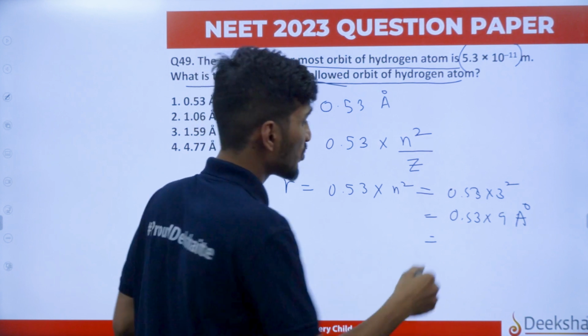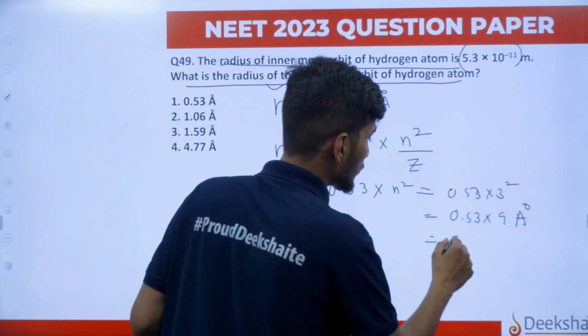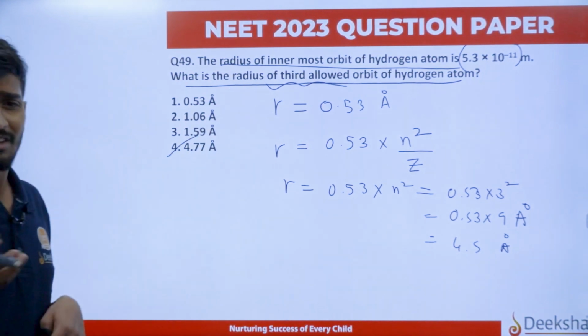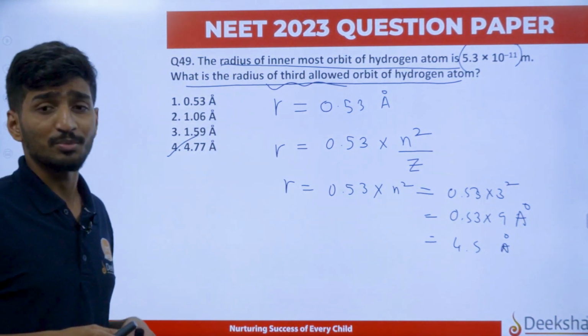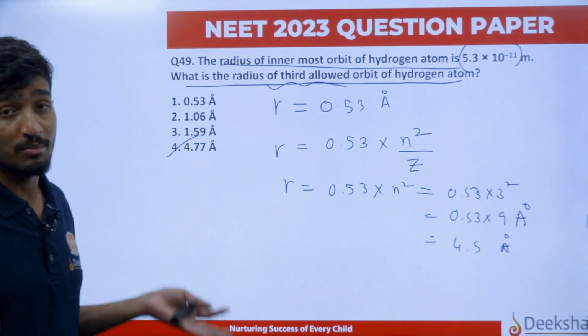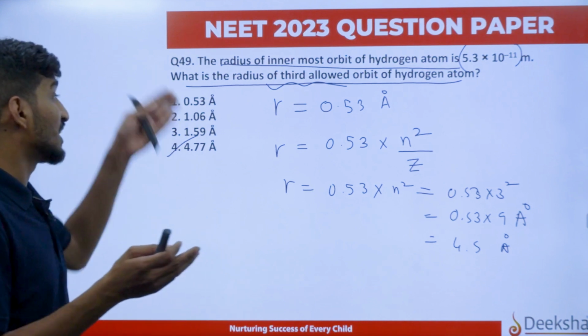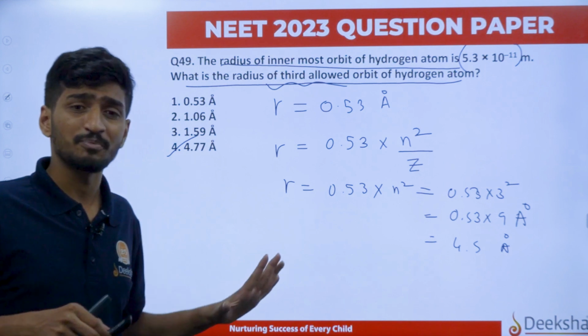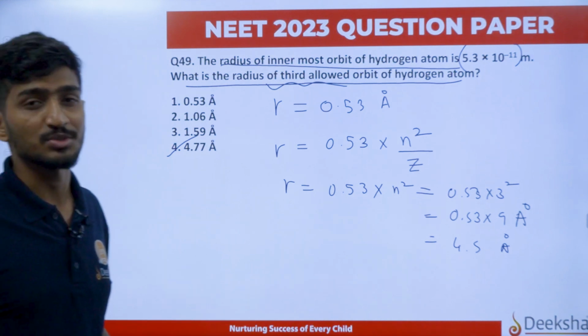9 into 5 is 45, so 0.45 or something like that, 4.5 angstrom or something like that is what I'm expecting. So roughly that's around option number 4. I'm not asked the exact value, and the answers also are very different. So as long as you are roughly there, it's okay. Option number 4 should be the correct answer for the question.